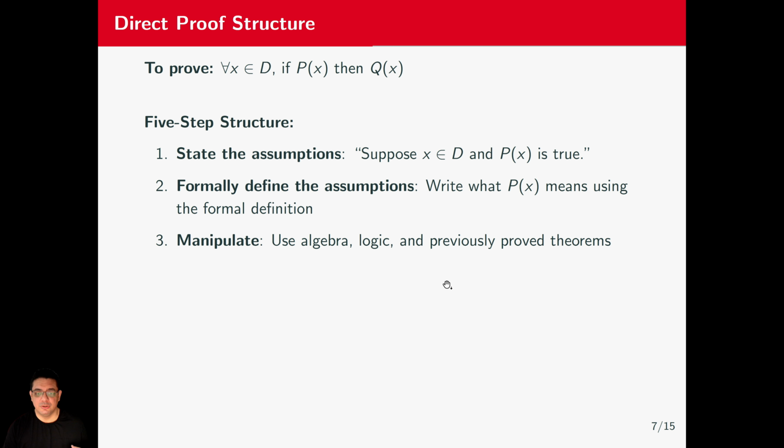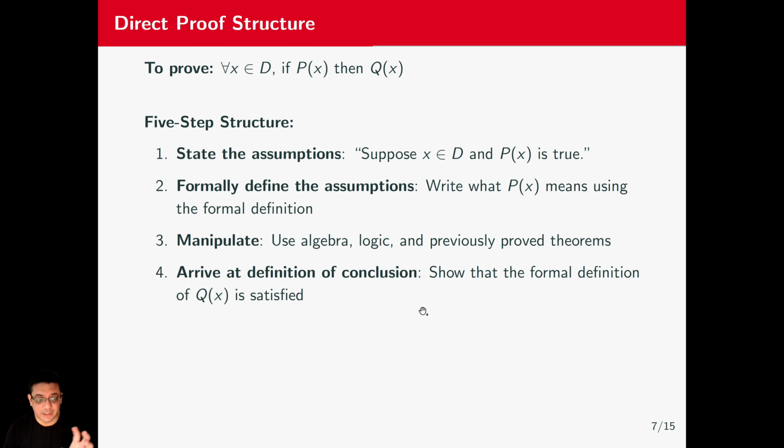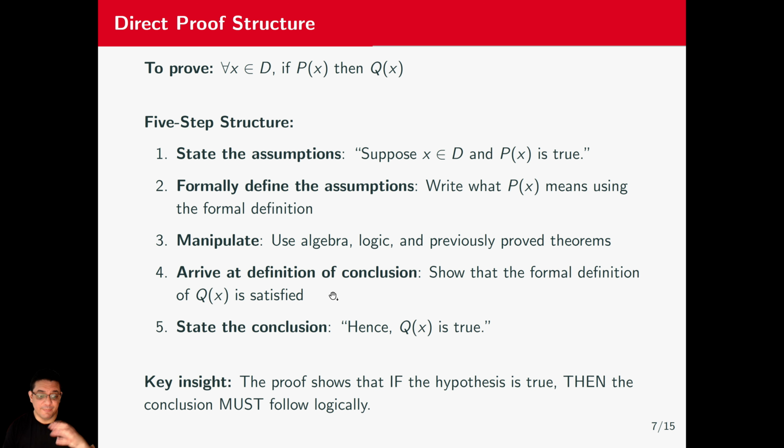Then from that, you're going to use algebra, logic, or previously stated theorems to manipulate that definition into what you want to get towards the conclusion. Then you're going to arrive at the definition of the conclusion, and you're going to show that the formal definition of Q is satisfied. Then you're going to state the conclusion, that hence Q of x is true. This way of working the proof shows that if the hypothesis is true, then the conclusion is going to follow logically.